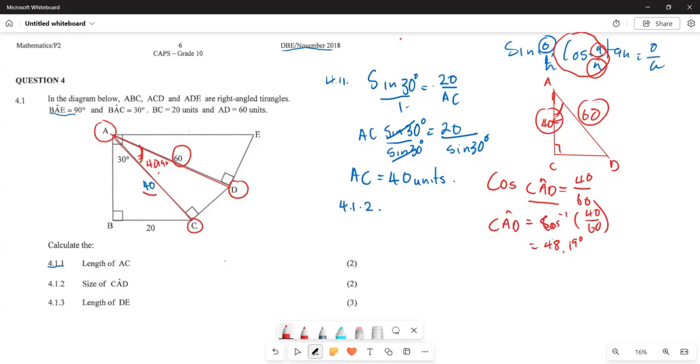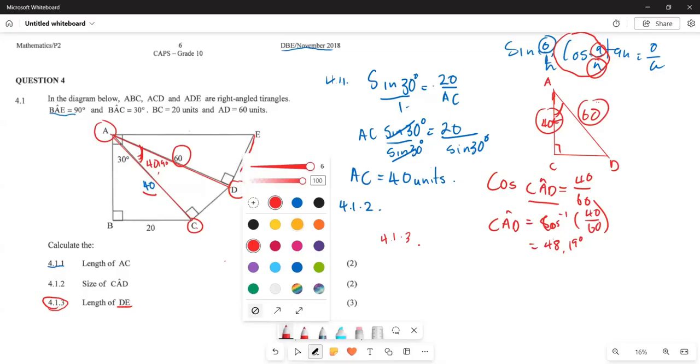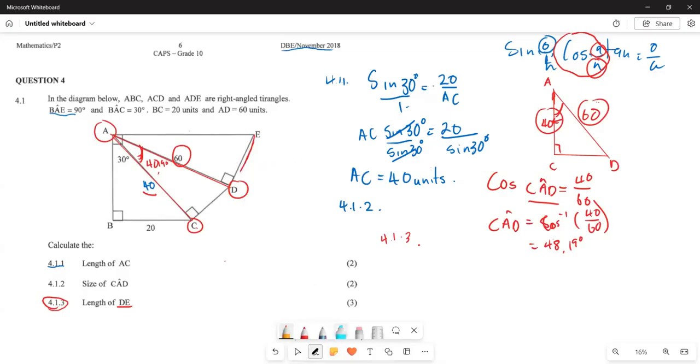Now let's look at the last one. The last question, which is your 4.1.3. Let's check what this one requires us to do. For your 4.1.3, this question wants us to calculate the length of DE. Let me just get another color. It requires us to calculate the length of DE, so it wants us to calculate this length here.